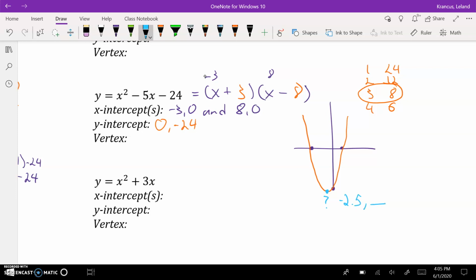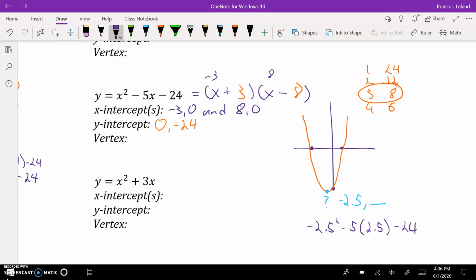Comma y. So remember, all you need to do now to find the y value of the vertex is substitute that -2.5 in. And you can actually put it into either form. You could put it into factored form, or you could put it in standard form. For some reason, I tend to put it into standard form. Doesn't mean you couldn't go the other way. But what you're going to do is -2.5 squared minus 5 times 2.5 minus 24, and you'll get the y value of your vertex.